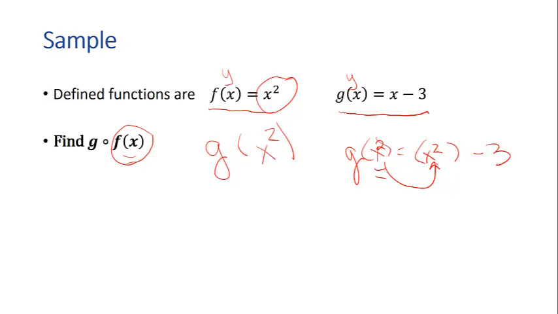Now you'll notice x squared minus 3, there isn't anything you can do. There's no simplification. So it is actually your final answer.